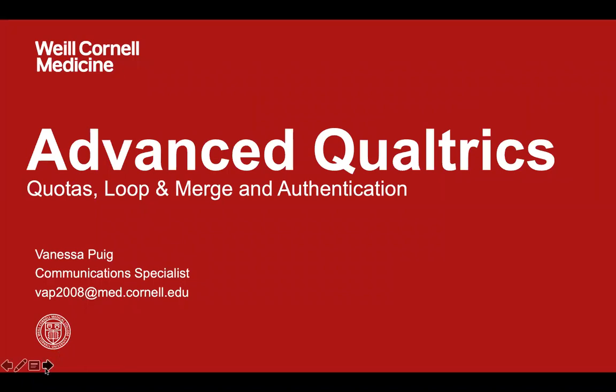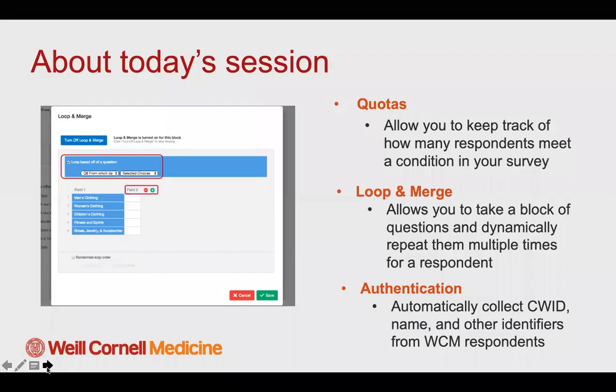So today we're doing part 1 of Advanced Qualtrics. I'm going to be talking about quotas, loop and merge, and then how to use authentication for your surveys. So again, this is what we're talking about today.